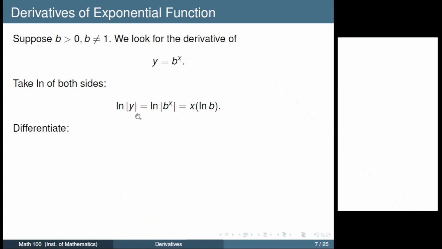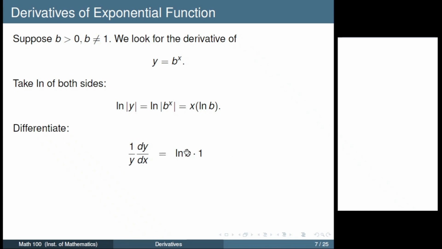So if we differentiate the left-hand side, ang derivative ng ln absolute value of y is just 1 over y, times, since we are differentiating y, maglalagay tayo ng dy over dx, equals, and then here, we just copy the constant ln b, multiply by the derivative of x, which is just 1. So this is purely in terms of x, wala naman tayong ni-differentiate na y, so this is the derivative of the right-hand side already. And solving for dy over dx, we can multiply both sides by y.